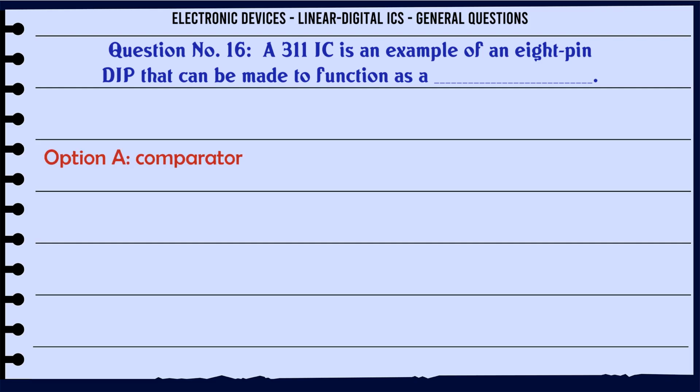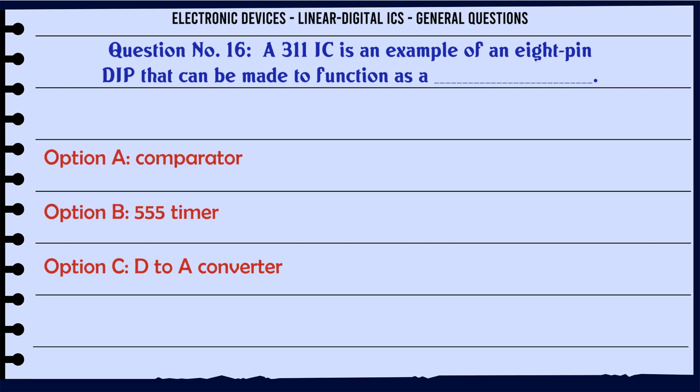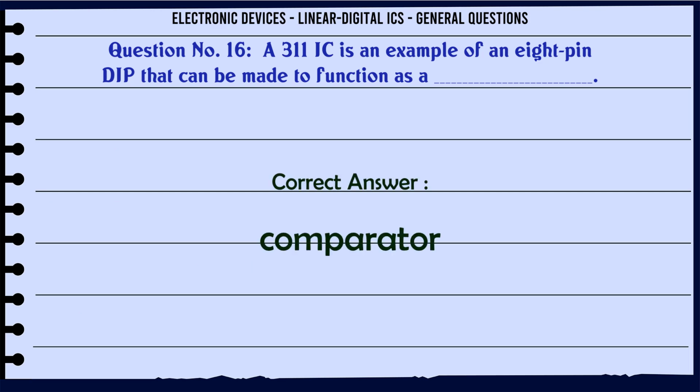A 311 IC is an example of an 8-pin DIP that can be made to function as A. Comparator, B. 555 timer, C. D to A converter, D. Ladder network. The correct answer is comparator.